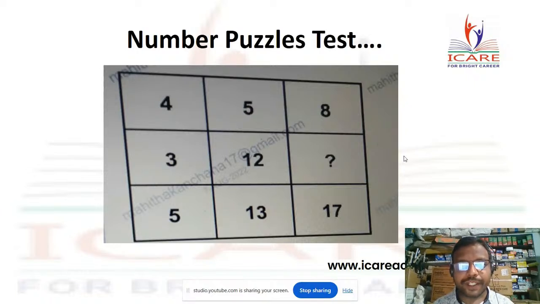So 4 plus 5, 9. 9 minus 1 is 8. First row, 4 plus 5, 9. 9 minus 1 is 8. Second one, 3 plus 12, 15. 15 minus 1, 14. 5 plus 13, 18. 18 minus 1 is 17. Looks like difficult, but the logic is simple. Got it?